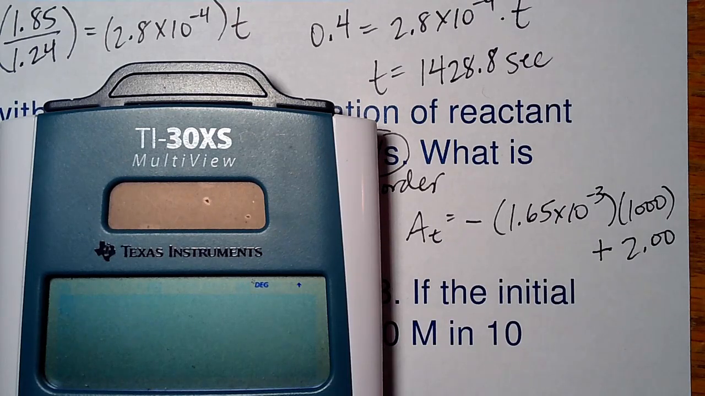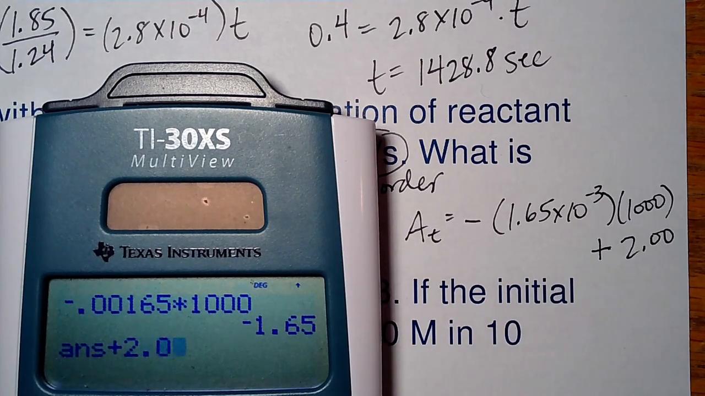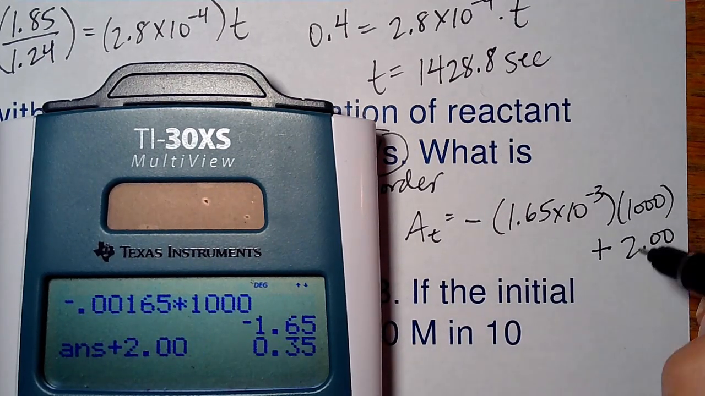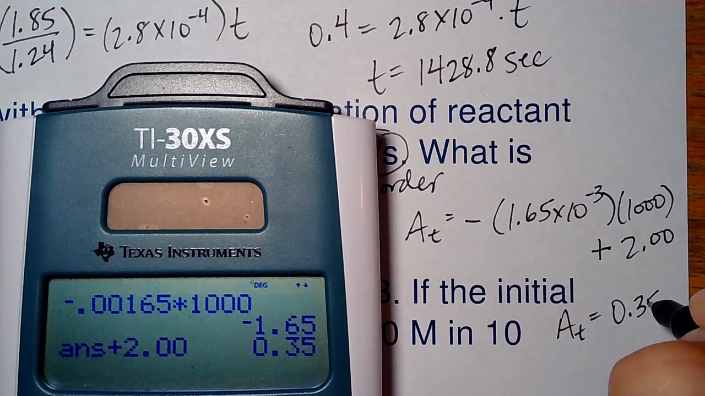So we have negative 0.00165 times 1,000 plus 2. So our AT is going to be 0.35 molar, because AT is a concentration.